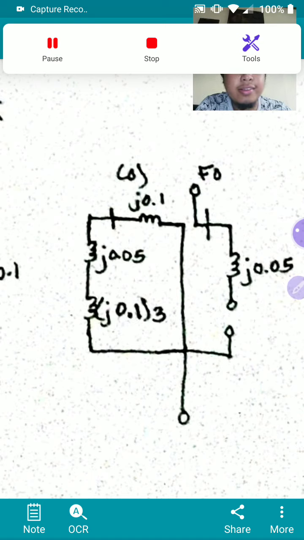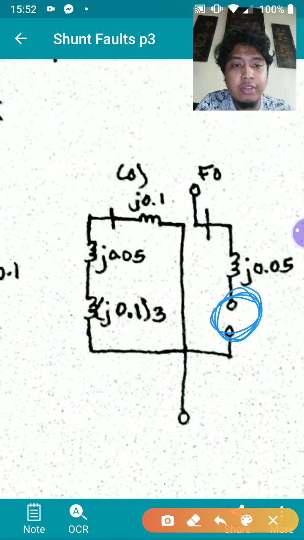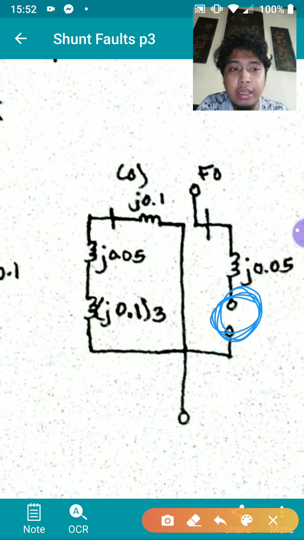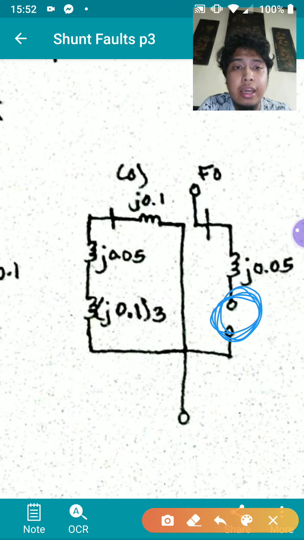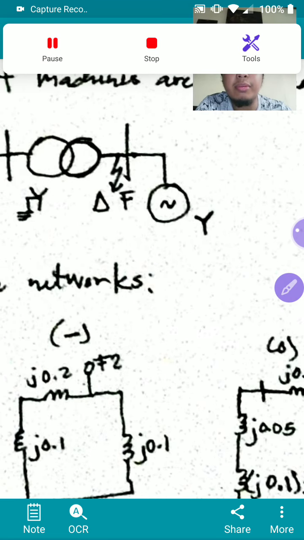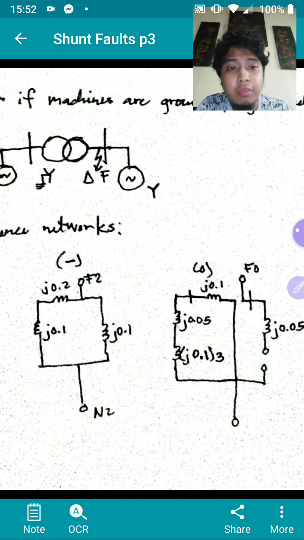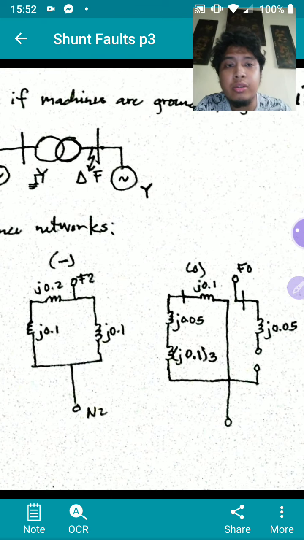On the motor load, the motor load is ungrounded. It's Y ungrounded, so you leave an open circuit between the internal impedance and the neutral, and that's basically your zero sequence network for this system, with considerations on the grounded and the ungrounded machines.